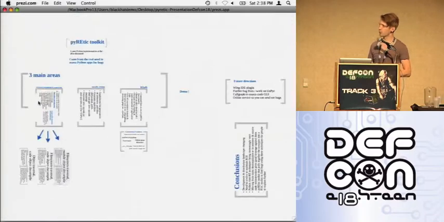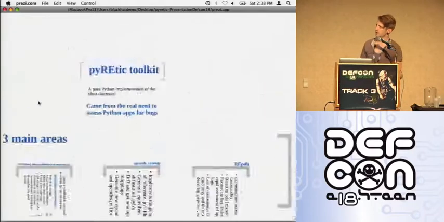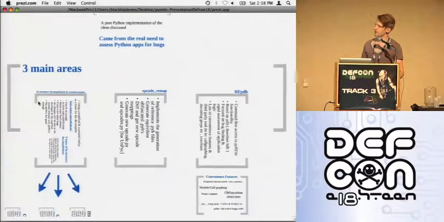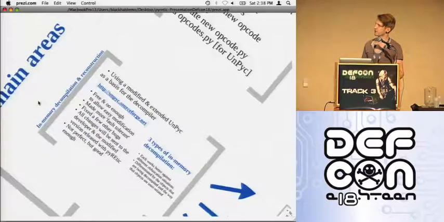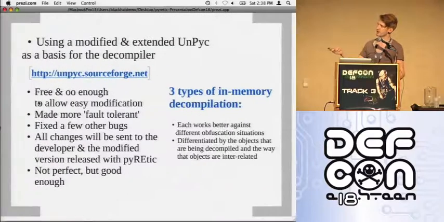So the pyREtic toolkit, this is what I wrote so that I didn't have to do all this manually. Obviously it came from my real need to actually find some bugs. It's in 3 sections. There's the decompilation section and source code reconstruction that we've just spoken about, and it will do 3 types of decompilation depending on the kind of obfuscations which are in place and the access that you have.